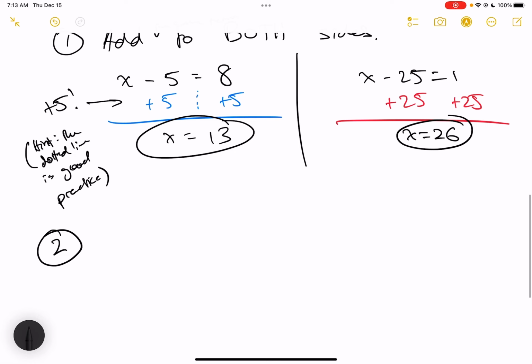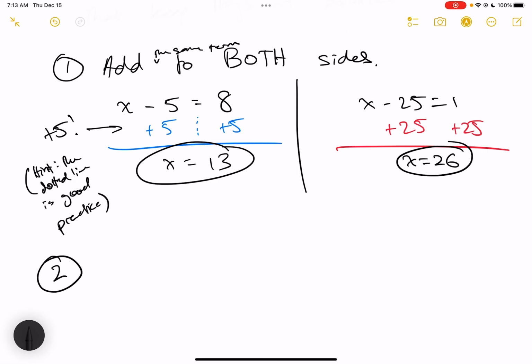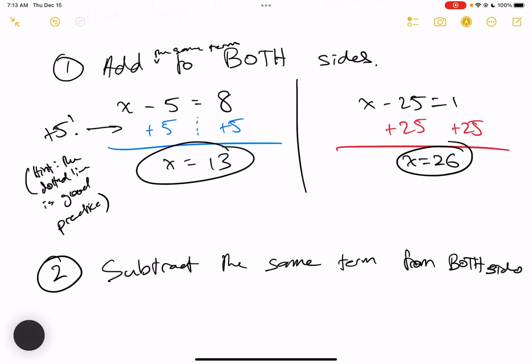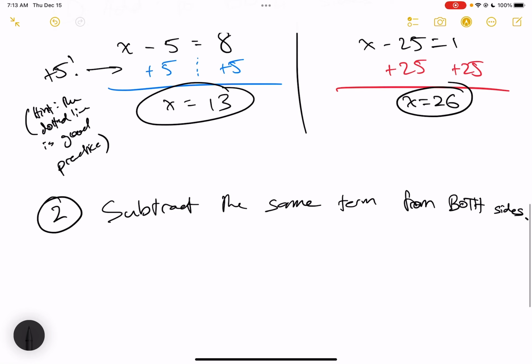The next one right here, you can probably guess. As the opposite of addition, we can subtract the same term from both sides. Capitalizing that both because we can't just do it to one. And as soon as I'm thinking about it, I'm thinking of one. No, I should be thinking of the whole. Dang it. So here, if I had a case like x plus 2 equals 7.